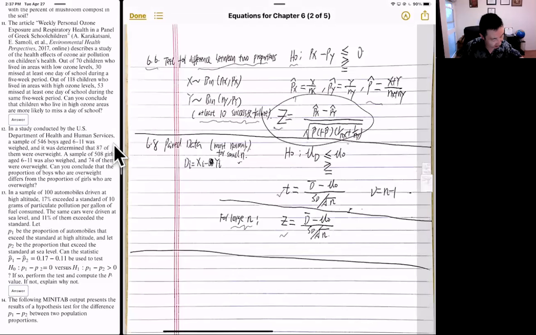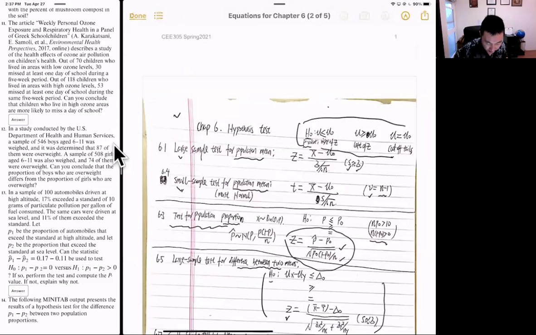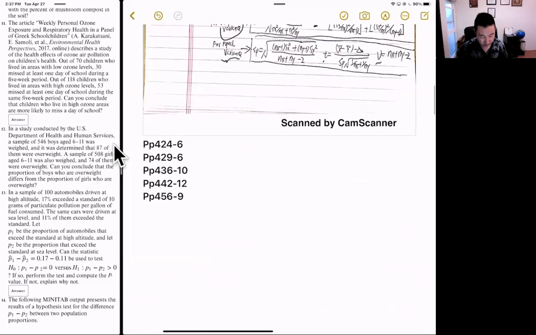We have one more question left for today, which is page 456, question number 9.